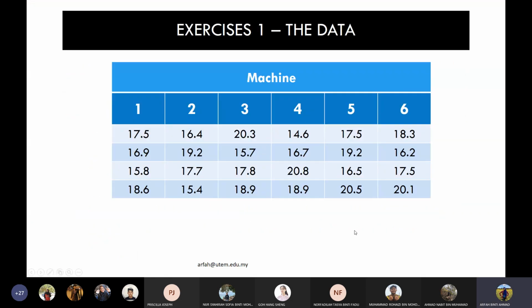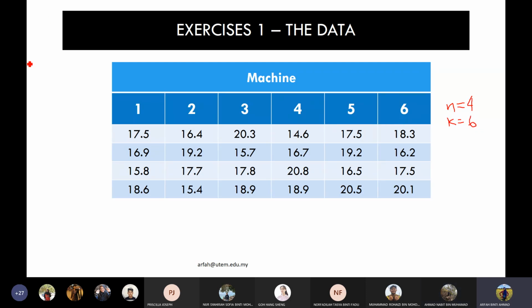Tengok dekat data dia bagi ni, N kecil berapa dan K berapa? The first question. N kecil 6. Salah. N kecil apa? N kecil refer kepada replicate. K refer kepada treatment. So N kecil berapa? Anyone? 24. Salah. 4 kecil. N kecil 4. K 6. So ini ada 6 treatment.